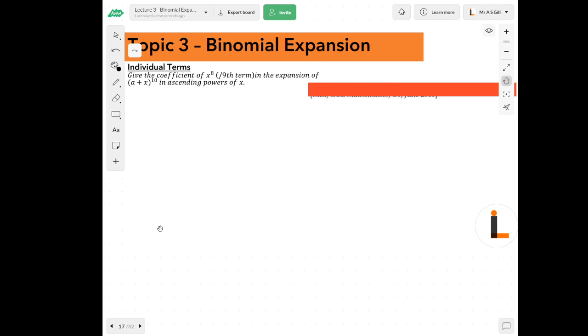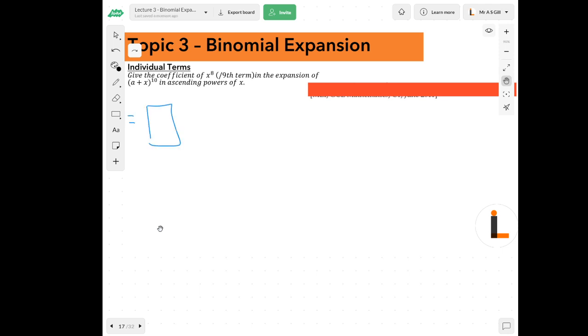So the 10th term would be x to the power of 9. The 5th term would be x to the power of 4. So it's about understanding the relationship between what term we are dealing with and what power of x we are dealing with. And this goes back to what we talked about earlier about starting at Pascal's triangle with a 0th term.